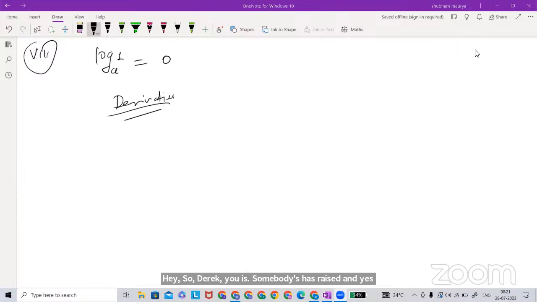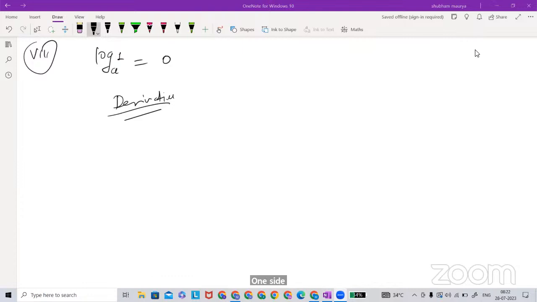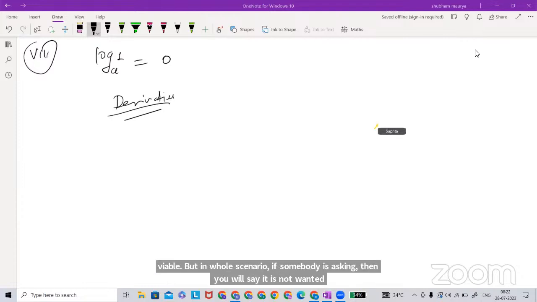Sir, if a function is bounded on one side, then what can we say, is it bounded or unbounded? In that case, if it is bounded below, you will say it is bounded below. If it is bounded above, you will say it is bounded above. But in the whole scenario, if somebody is asking, then you will say it is not bounded. Okay, sir.